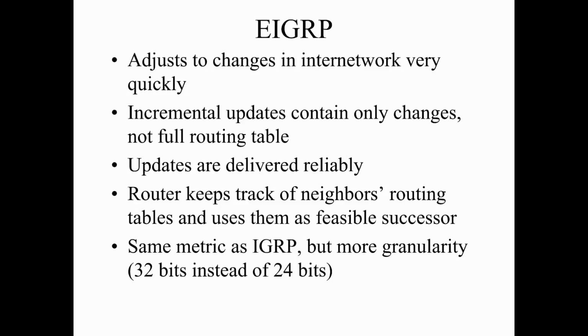Routers keep track of neighbor routing tables and use them as feasible successors. You learn a lot about feasible successors when you go for your CCNP ROUTE course. That's a huge topic. Same metric as IGRP, but more granularity. You end up with a 32-bit instead of the traditional 24-bit for metrics.